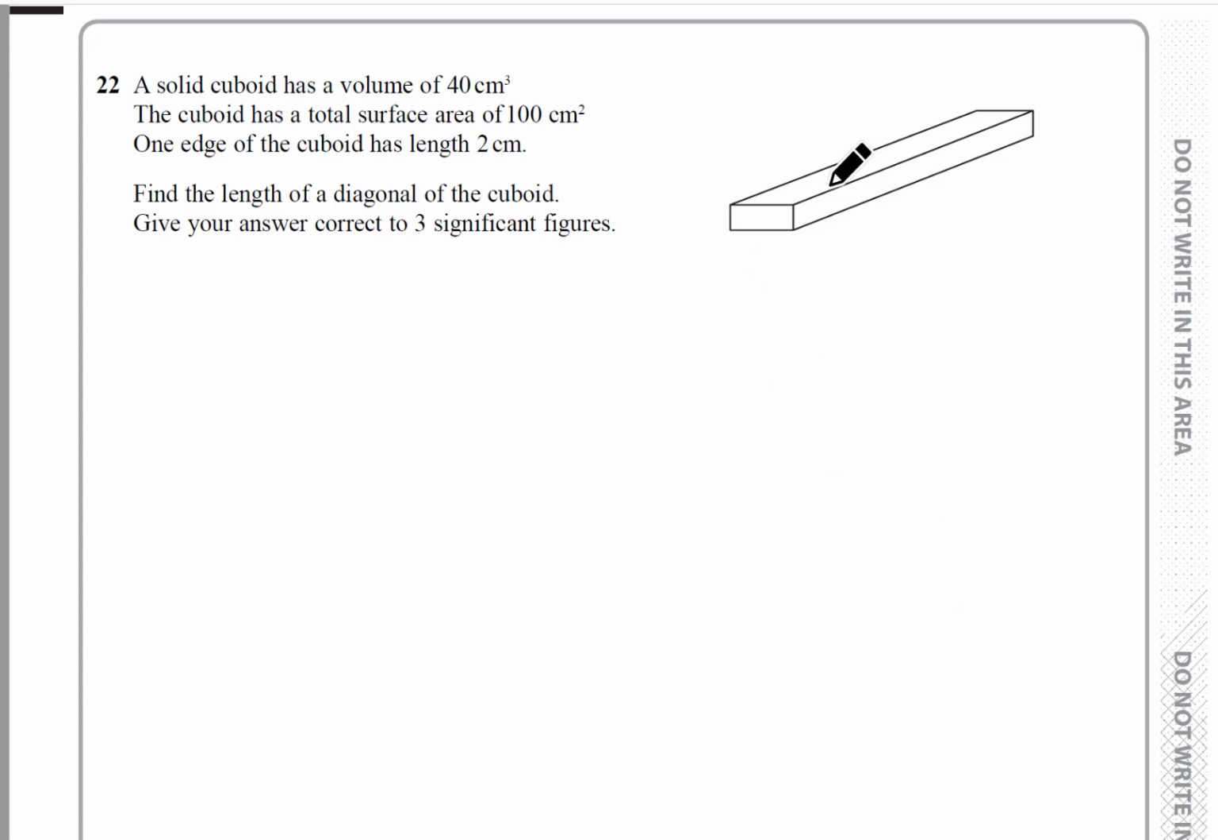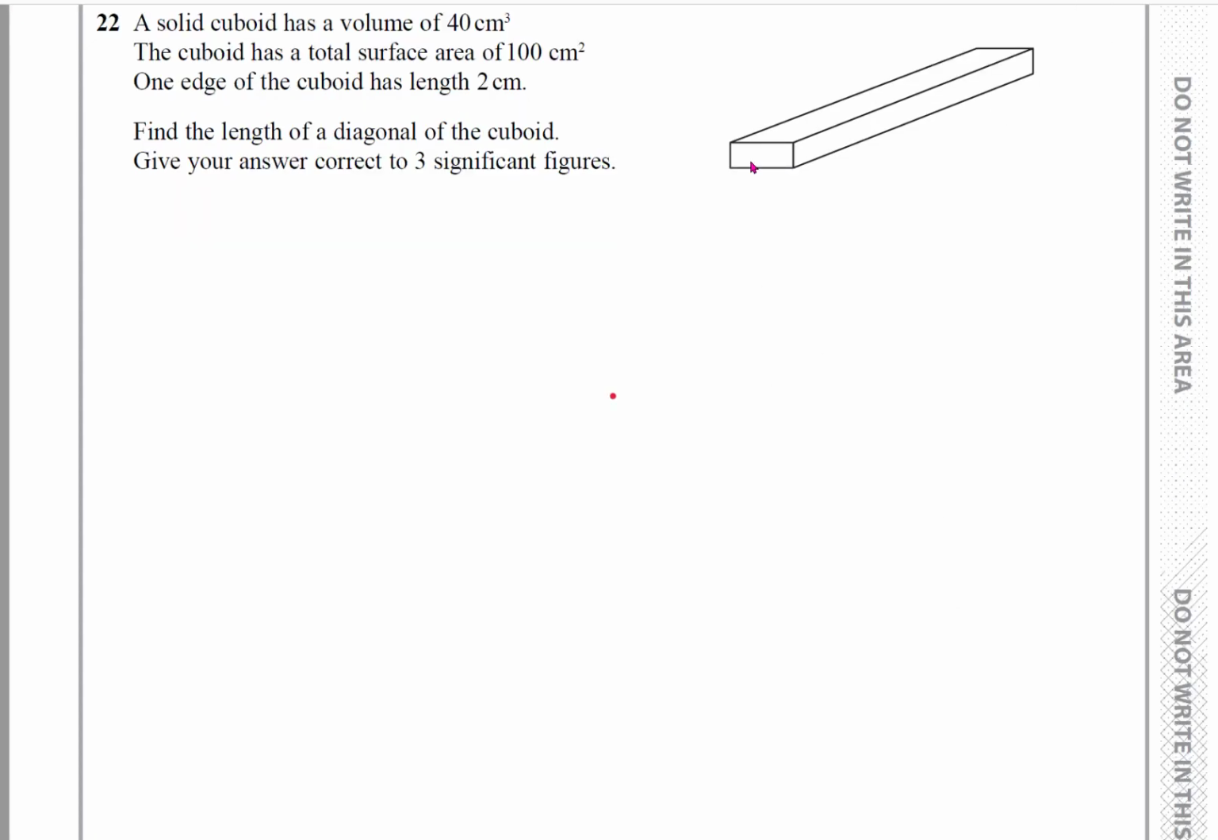Right, this looks like a problem solving question. Final question, we've got a volume, a surface area and a 2. So let's just do what we can work out and definitely earn some method marks. One edge is 2 centimeters. We can see that's got to be this one.